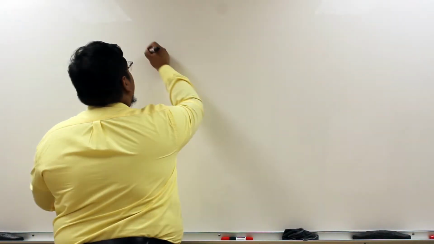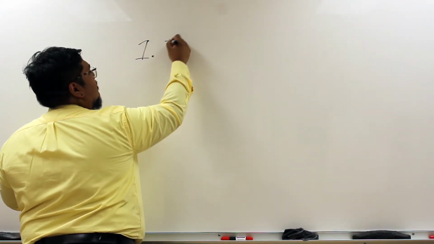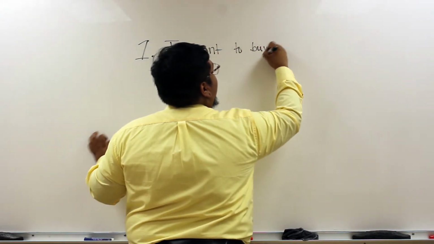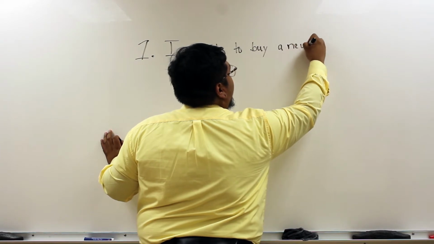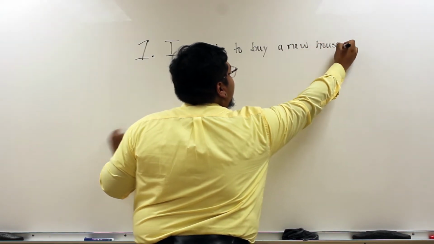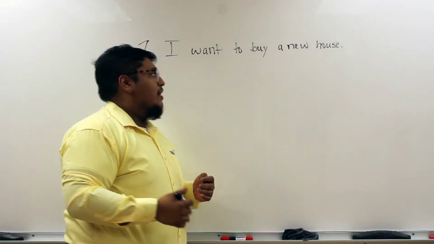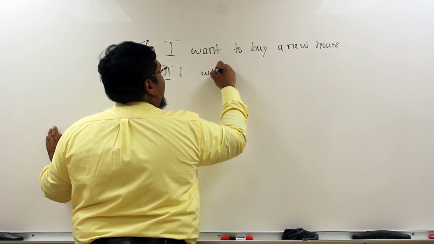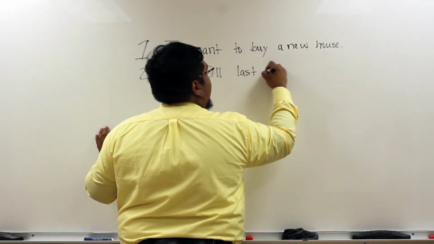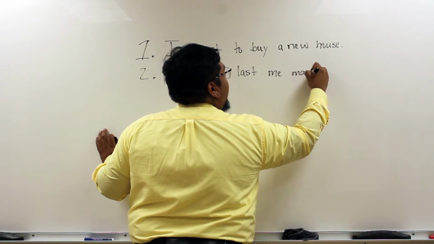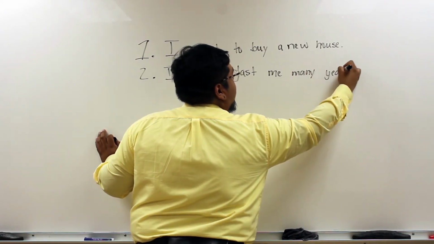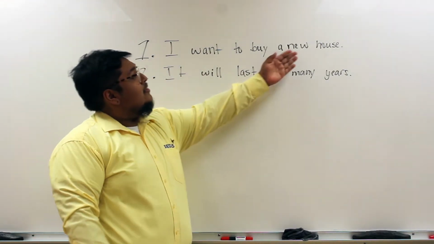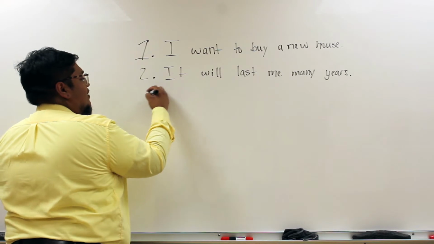So last class I told you, I want to buy a new house. Remember that? I want to buy a new house. Okay. The second sentence: it will last me many years. Good. So what will last many years? A new house, right? So let's combine them.